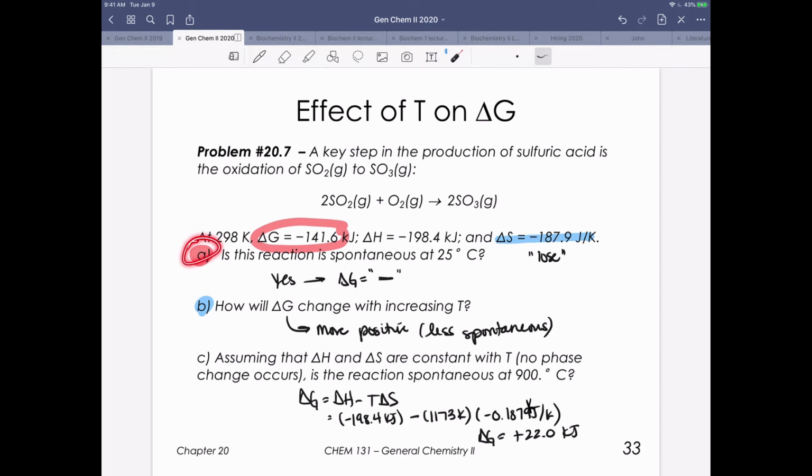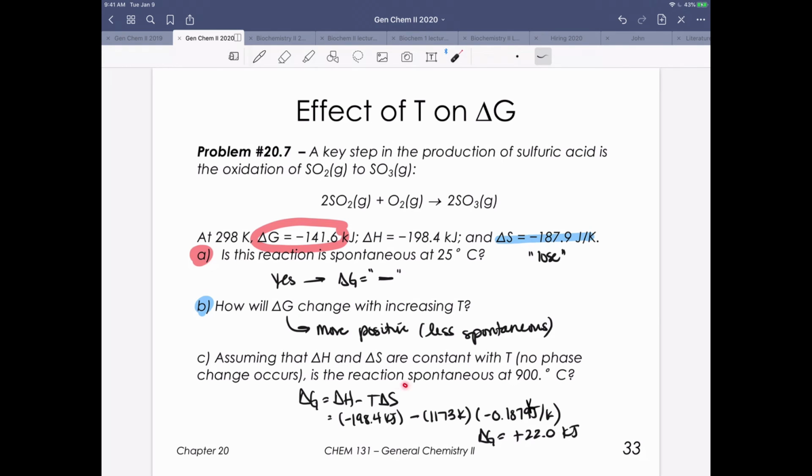All right, A is pretty straightforward. If you want to answer the question, is a reaction spontaneous, you just need to look at the sign of delta G. The sign of delta G is negative, so that reaction is spontaneous. If we want to think about the temperature dependence of delta G, we need to look at the entropy. In this case, the entropy is a losing parameter in this system. So if we increase the temperature, that makes that losing contribution more significant. So delta G will become more and more positive, becoming less and less spontaneous.